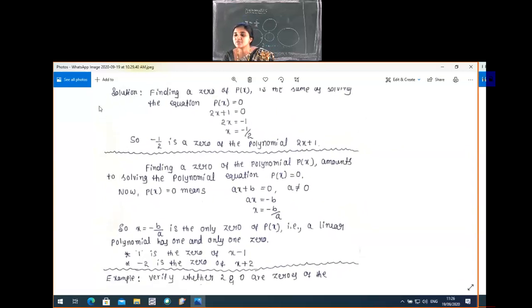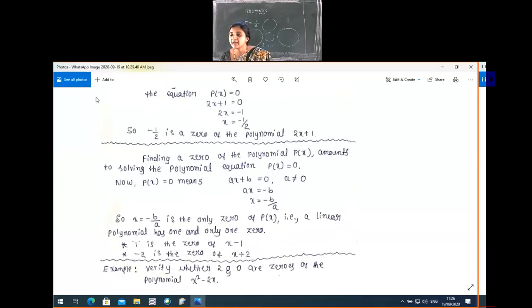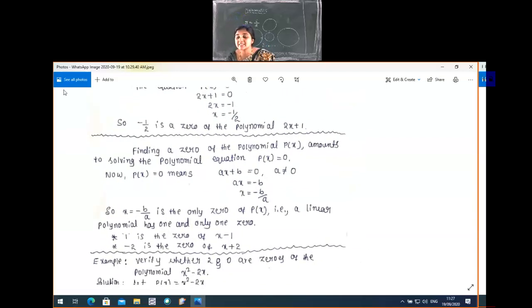Now after this we are giving the definition of the zero of the polynomial. See here, finding the zero of the polynomial P of x amounts to solving the polynomial equation, that is P of x is equal to 0. So P of x is equal to 0, in the sense of a linear equation in one variable. Can you recall the general form of a linear equation in one variable? That is ax plus b is equal to 0. See, this ax plus b equal to 0 is the general form of a linear equation.